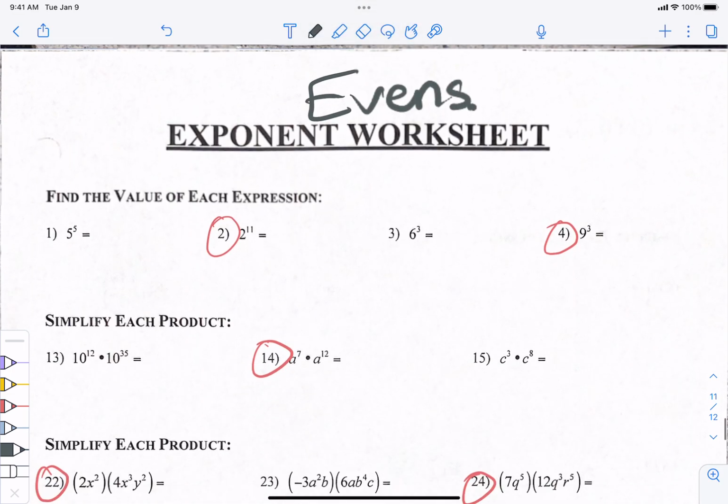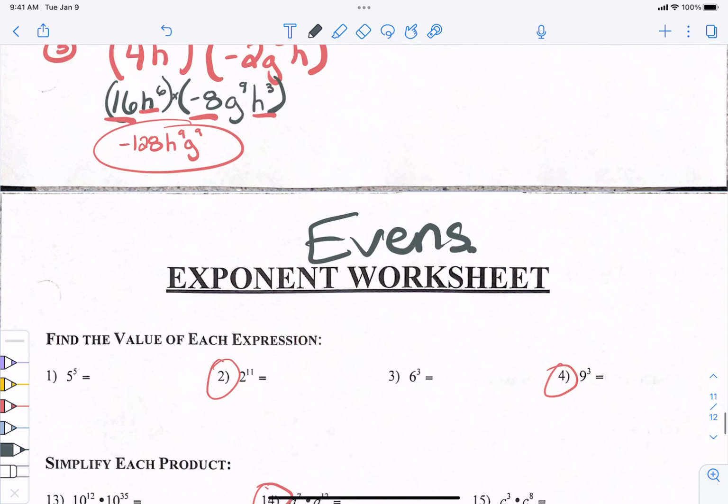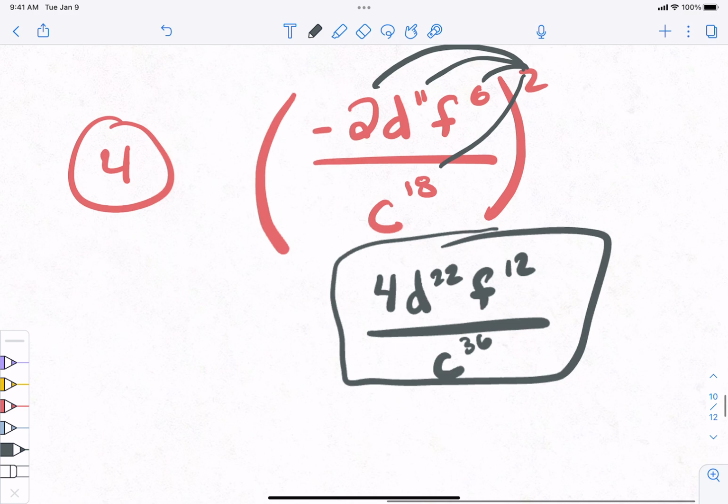Evens on this side. Use your time to work. You got a couple minutes left. Evens on both sides. Yes, evens both sides. Okay, good.